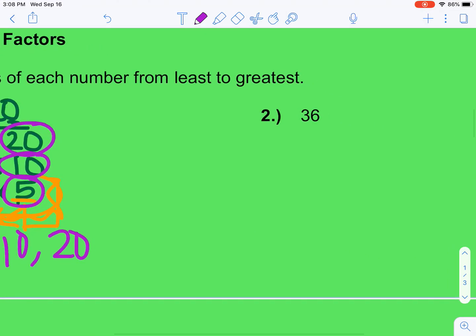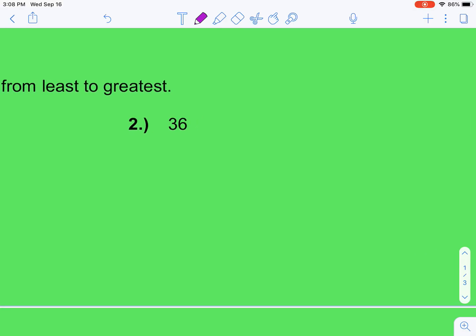Alright, let's try another one. We're going to try 36. So again, I always write 36 with a line under it. Now I'm going to go in order again. I start with 1. 1 times what gives me 36? That's the easiest one. Now I'm going to go to 2. I know that it is divisible by 2 because that 6 is even.